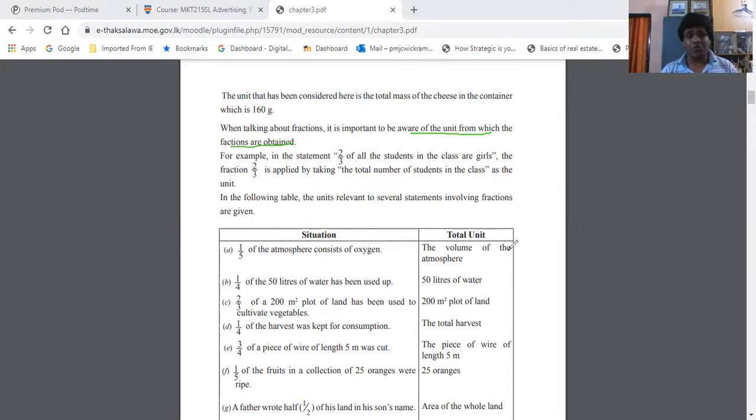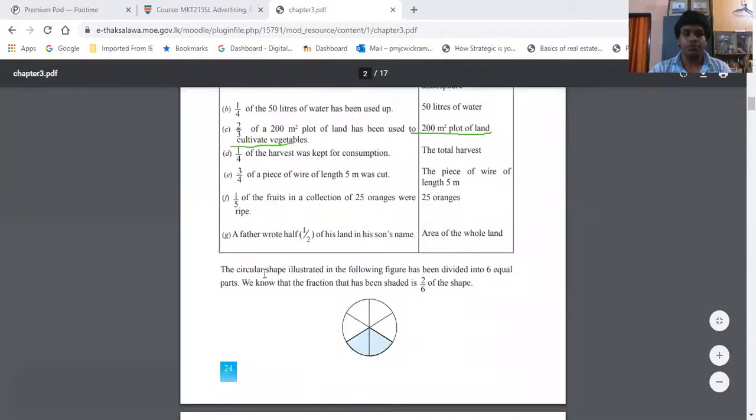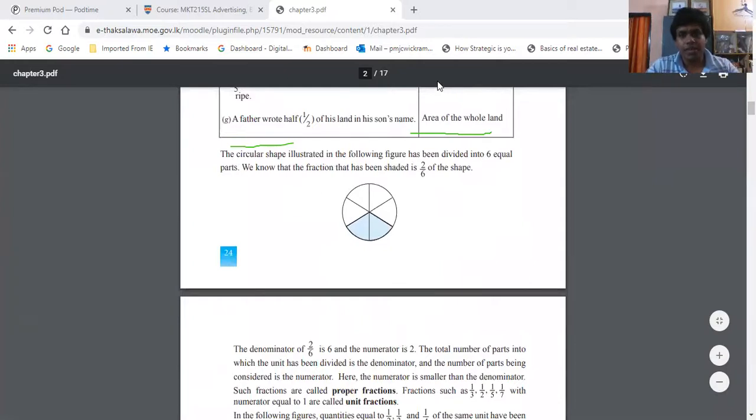Then the second example, 1/4 of the 50 liters of water has been used up. So 50 liters is the main comparison you are taking from. That is the total unit. 1/4 of the harvest was kept for consumption, they say. The total harvest, again, 1/4 they have taken for consumption. Basically, that is how we compare a total unit to the situation given. Okay, now we'll move on. The circular shape, I will erase this a bit.